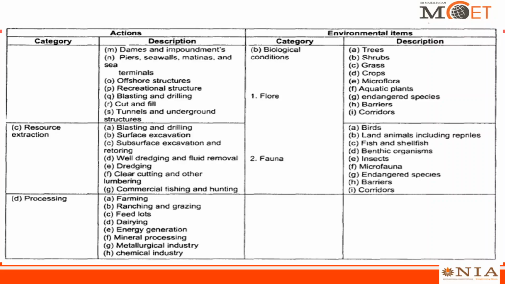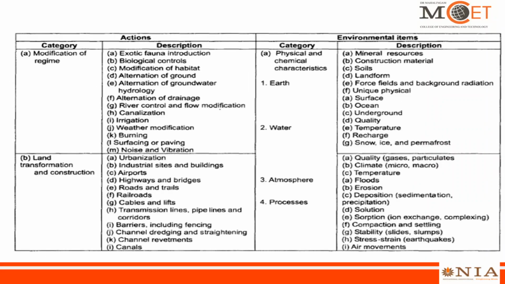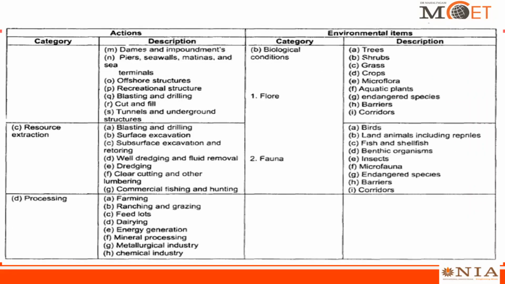Flora, fauna, biological conditions. In the last slide, they told about earth, water, atmosphere, and different processes. Here, they're talking about the biological conditions: flora, plants, animals. On the left hand side, you have the different actions to be taken, which is elaborated.